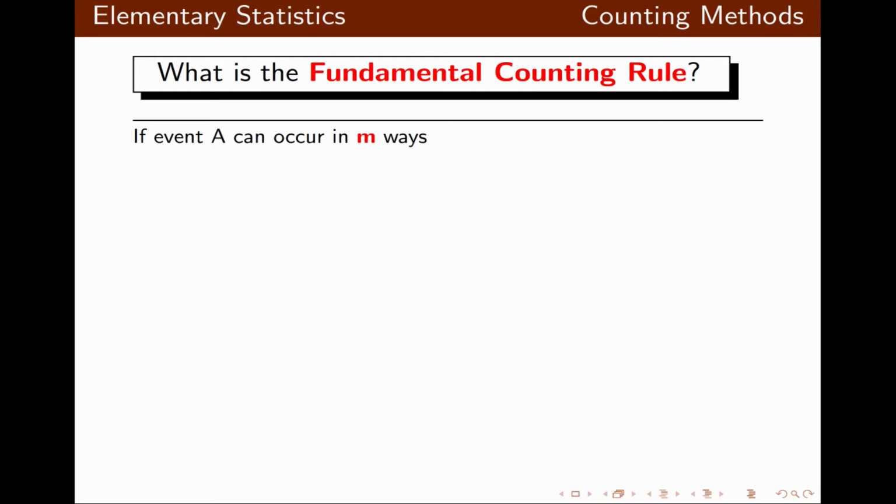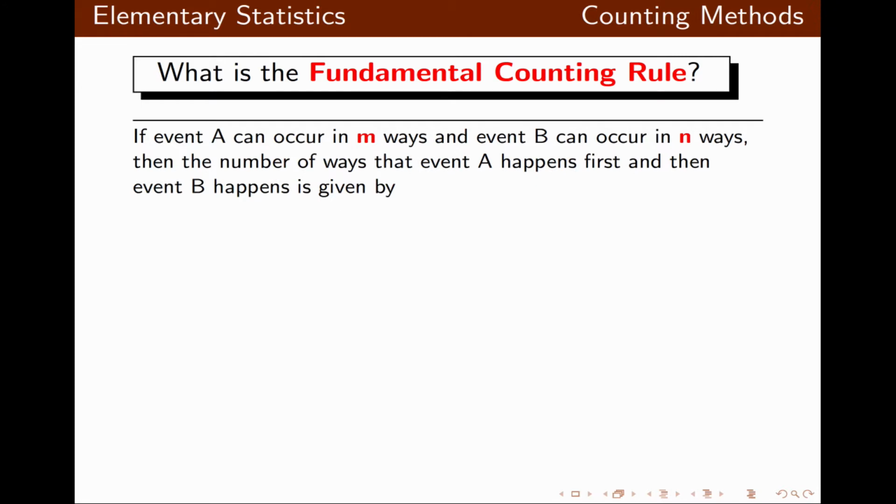If we have event A can happen in M ways, and event B, which can happen in N ways, then the number of ways that event A can happen followed by event B is given by the product of M and N.